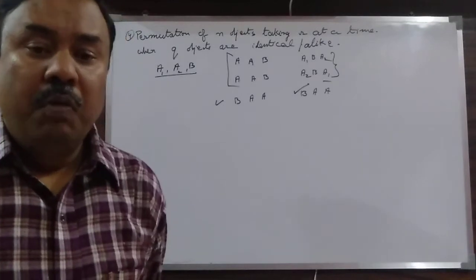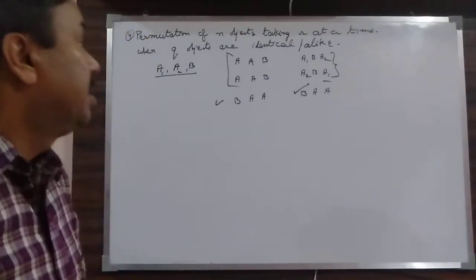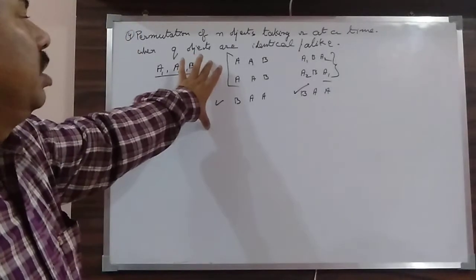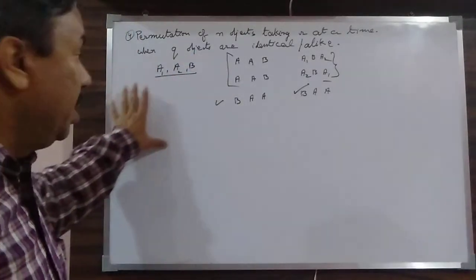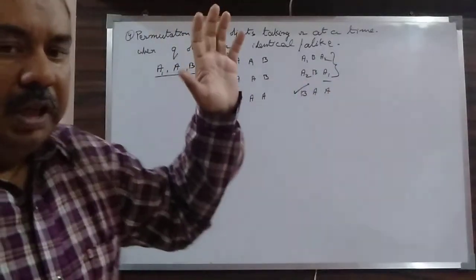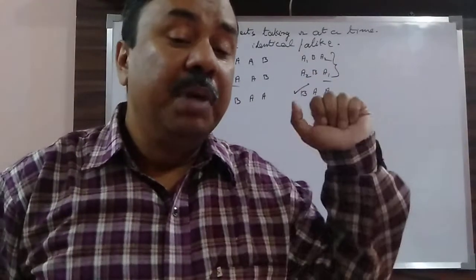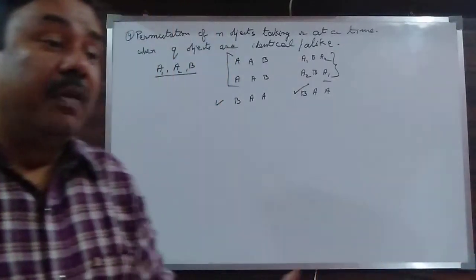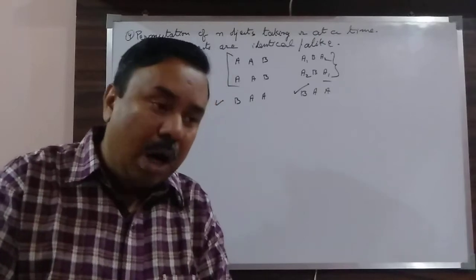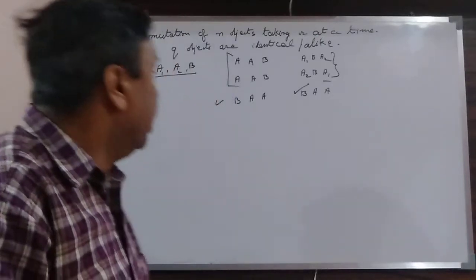So now what happens in such cases? How will you find out? It was very simple that you have got only 3 objects and you have to place all 3, arranging taking all 3 at a time. But what if you are getting some bigger number? So you need a formula or you need a method to find out how this can be determined.